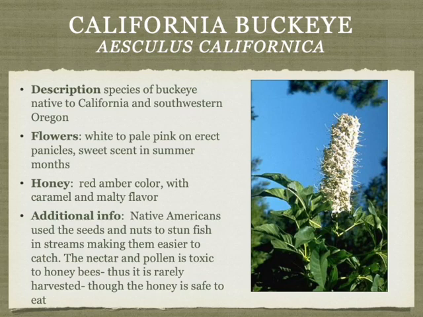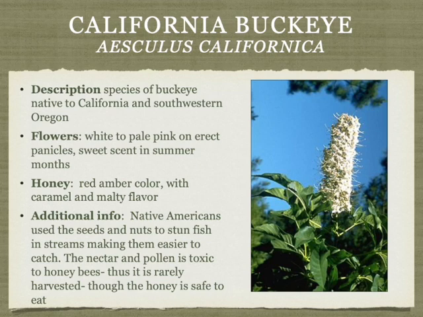California Buckeye. I've tried this honey. It's a red amber color, caramel, malty flavor. It's actually a quite good honey. What's interesting about this is that the nectar and pollen are actually toxic to the honeybees. That's why, if there's a location that has a lot of this, the beekeepers are going to try to keep their hives not located there, because of the toxicity that can actually harm the honeybees and the colonies. But if it happens to be harvested, the honey itself is actually safe to eat.